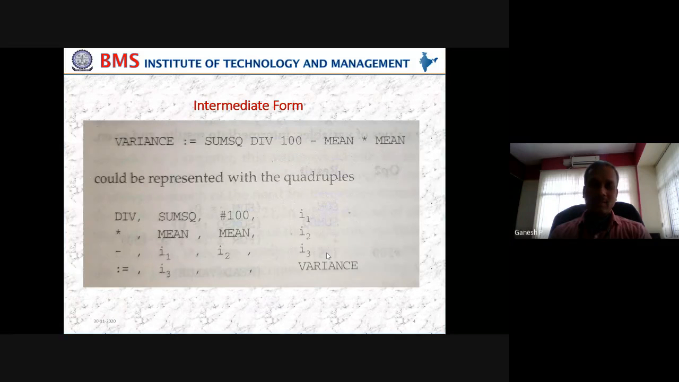So equal is the assignment operator. I3 is a single operand that we have. The other operand is not required, and hence it is kept blank. Then variance is the destination or the result where we need to have the I3 value. This is how we have done it.